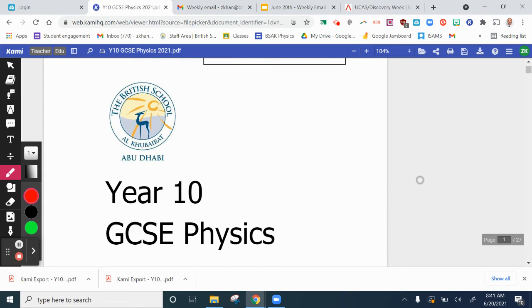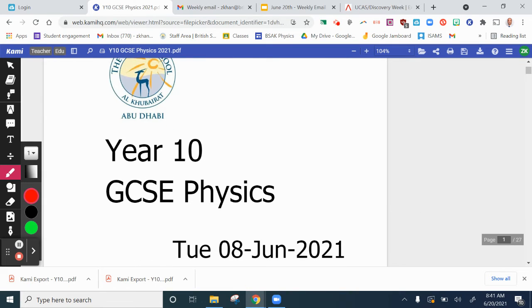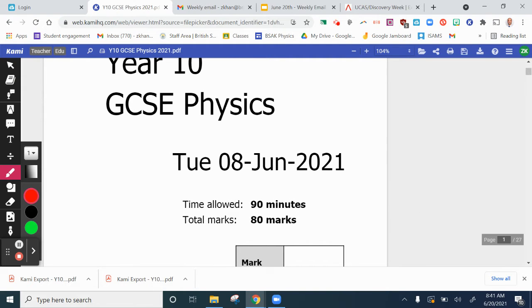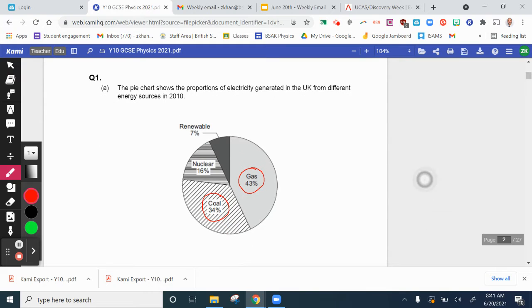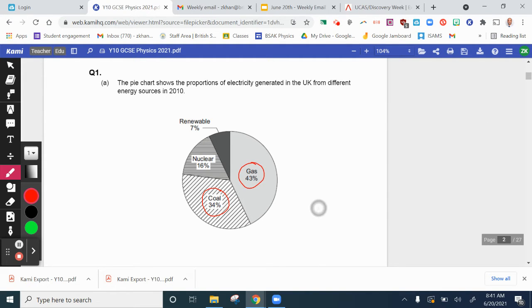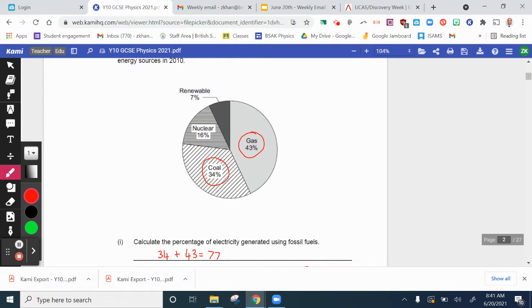Right, Year 10 GCSE 2021 end of year exam, 80 marks, 90 minutes. Question 1, pie chart shows the proportions of electricity generated in UK from different energy resources. And what we've got is gas, coal, nuclear, and renewable. And the first part is to calculate the percentage of electricity generated using fossil fuels.